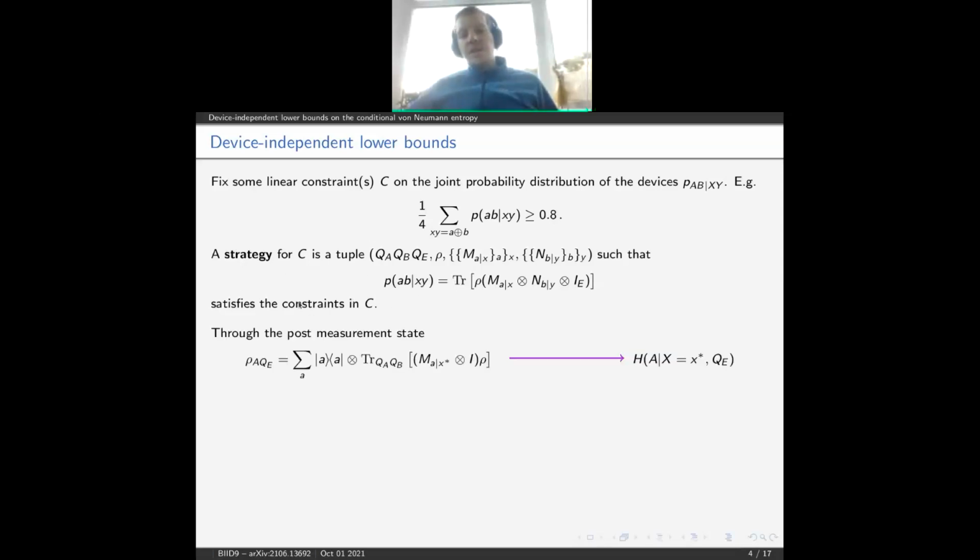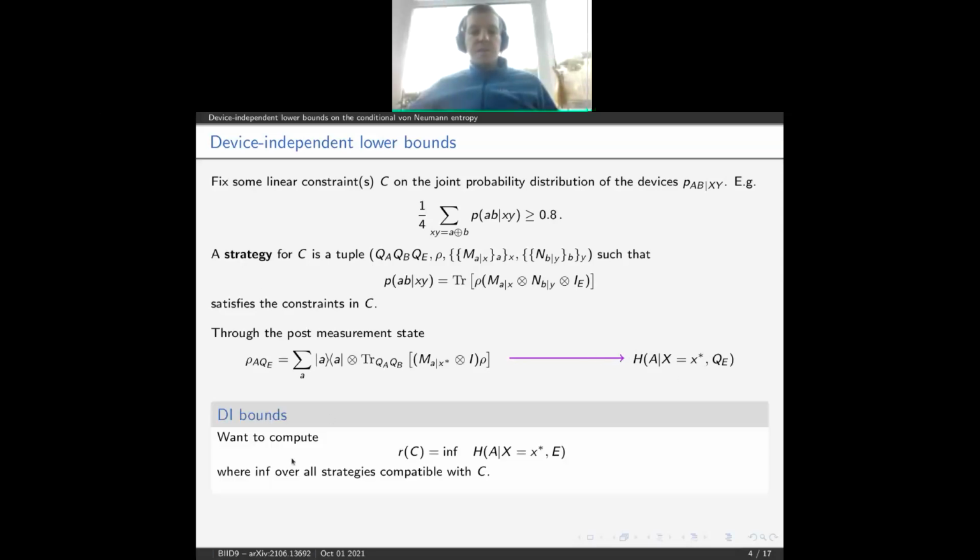Okay, now for each strategy that the adversary can come up with, for each device she can prepare, we can associate a post-measurement state to a given strategy, and that allows us to associate a conditional von Neumann entropy to each strategy. Okay, and then a device-independent lower bound is just, for our fixed set of constraints on the devices, we want to compute the infimum over the conditional von Neumann entropies of all strategies that satisfy our constraints. And this is really the problem we want to solve in the end.